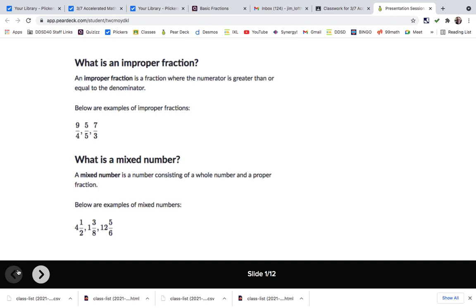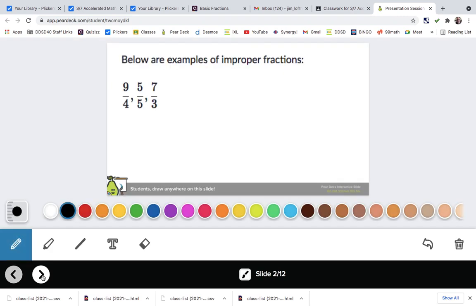So the first card is just about improper fractions, and there's nothing to write. We're just going to read: an improper fraction is a fraction where the numerator is greater than or equal to the denominator, for example, 9/4 or 5/5 or 7/3. Then a mixed number consists of a whole number and a proper fraction. So, for example, 4 and 1/2, or 1 and 3/8, or 12 and 5/6. So what we did in class was we drew pictures of this.